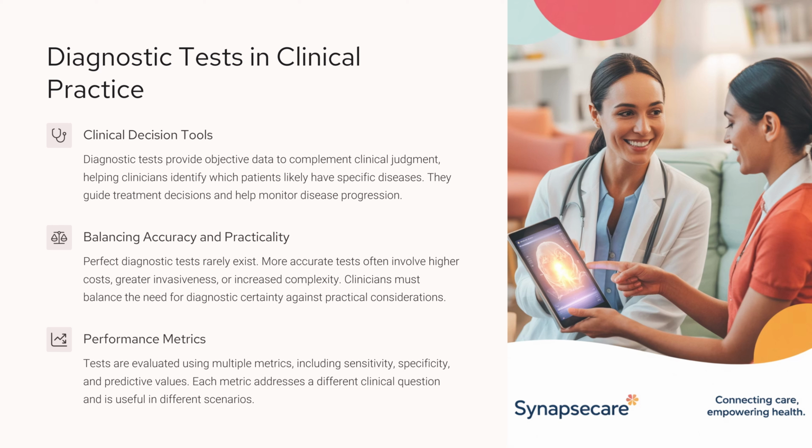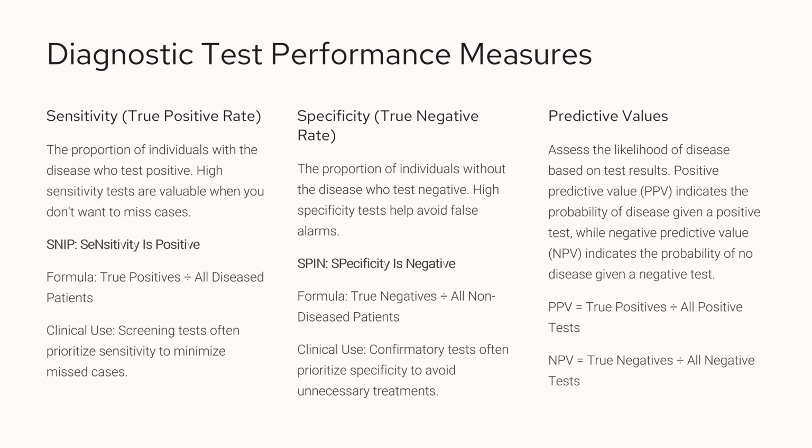So maybe you want to rule out a disease in a patient, or you think they have a disease, and you want to see if they have it. All these come into play when the doctor orders a given test. Let's take a look at these metrics and how they're useful in different scenarios.